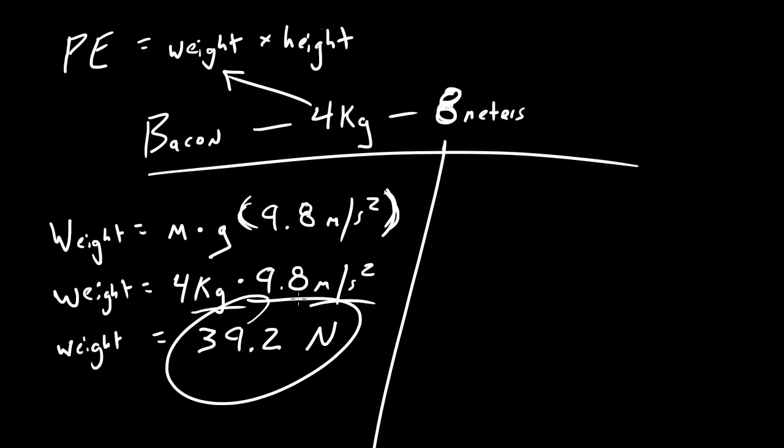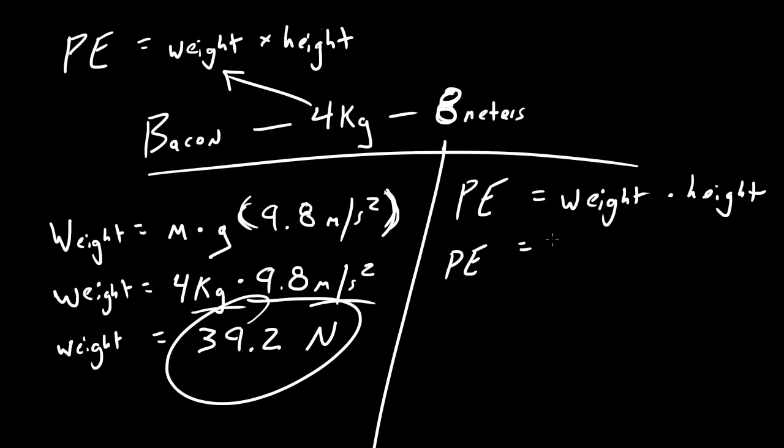So now we have the weight of the bacon, 39.2. We can now figure out the potential energy. When this bacon falls down from that pole, how much energy is it going to produce? So the potential energy when it's sitting on top of the pole is of course equal to weight times height. So the potential energy equals the weight, which is 39.2, and I'm just going to leave out my units for right now. And for, what was the height? 8 meters right there. So I'll put 8.